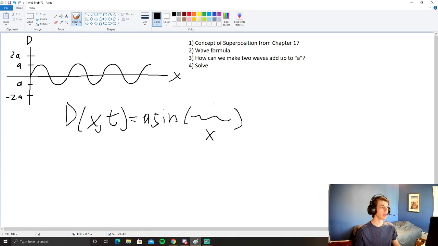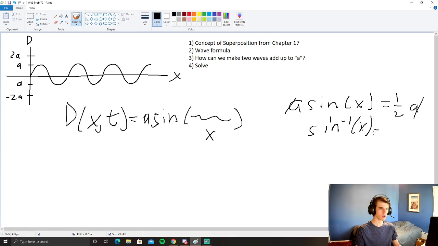And so the way we would do that is just by setting A sine of x equal to half of A, right? Because then if we have two, half of A, we get A. So let's do that. So we have A sine of x is equal to half of A. And with that, we could just cancel out the A and solve for this. And if you plug this in your calculator, you might get two answers. That will give you pi over 6 and 5 pi over 6.